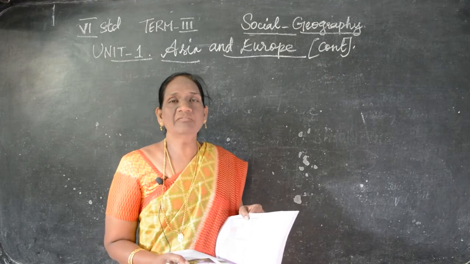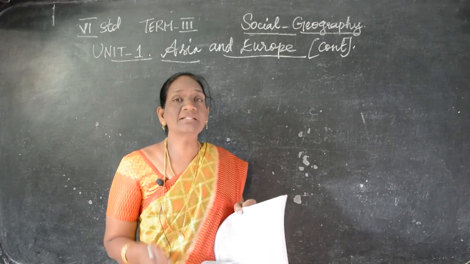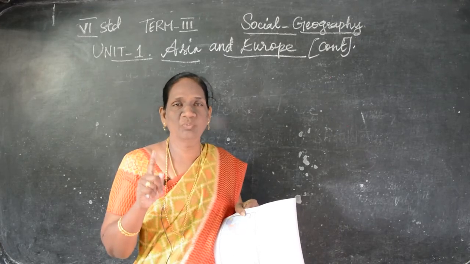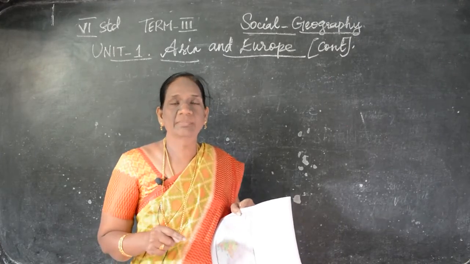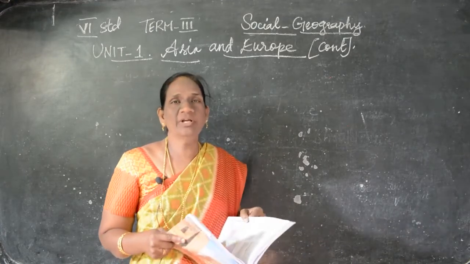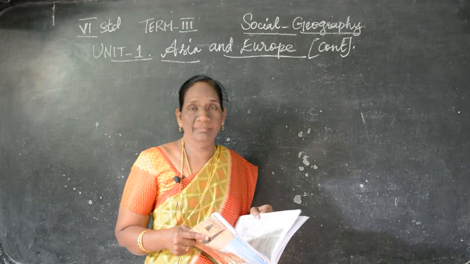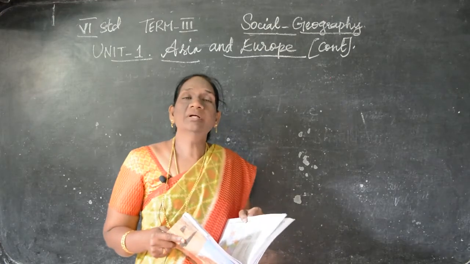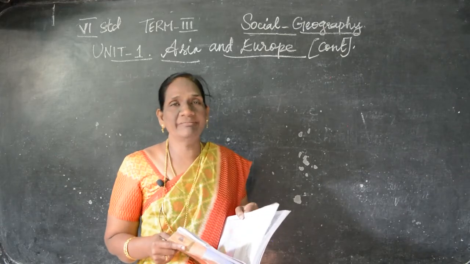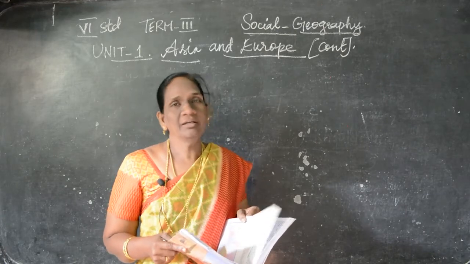Today we are going to continue that lesson. That is Term 3, Geography, Unit 1, first lesson, Chapter 1: Asia and Europe. Already in the previous classes we saw about Asia, and today we are going to see about the continent of Europe. There are 5 continents that you all know: Asia, Africa, Australia, America and Europe.